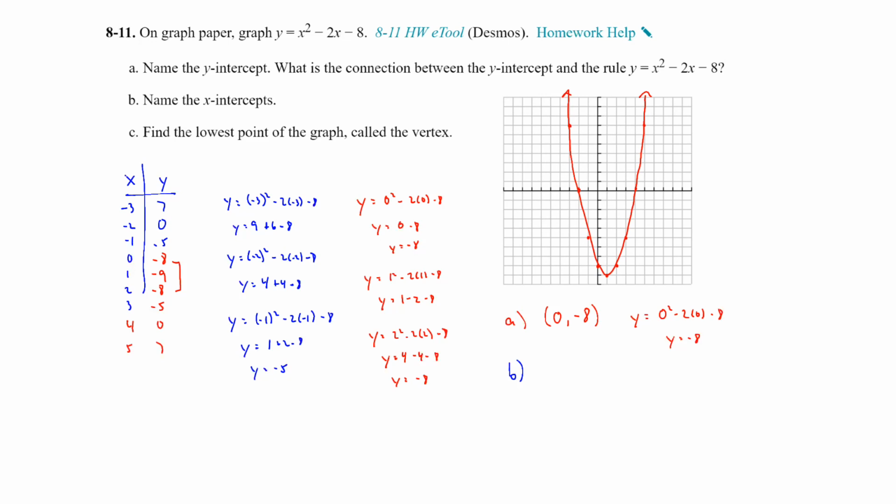So if you recognize that. Name the x-intercepts. It looks like they are at -2, 0, and 4, 0. And then on part C, it wants us to find the lowest point. The lowest point would be at +1, -9. And that is called the vertex.